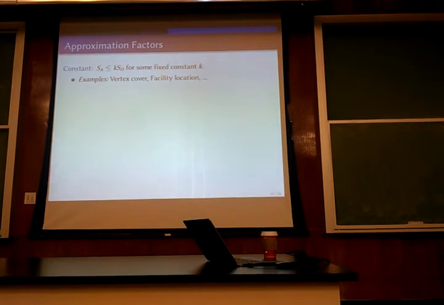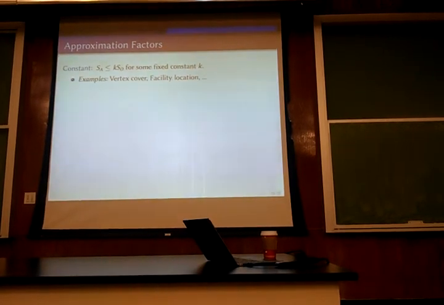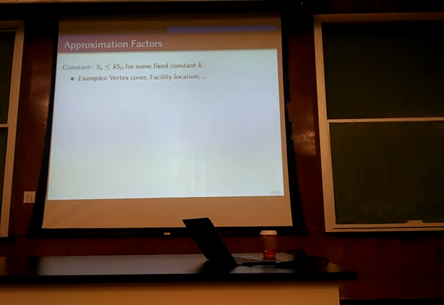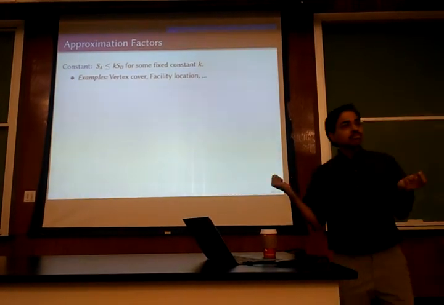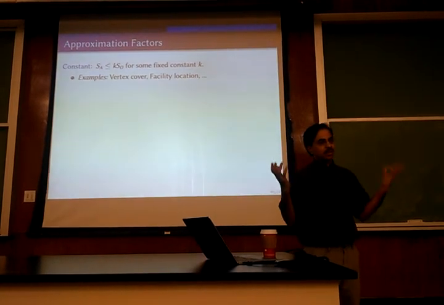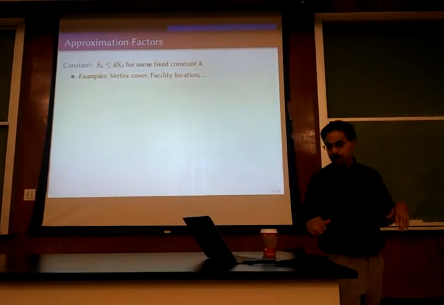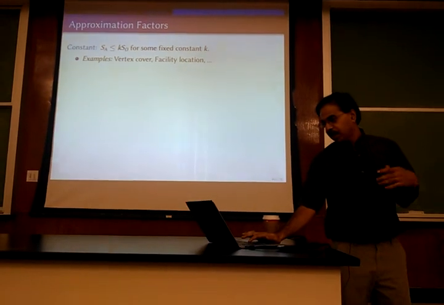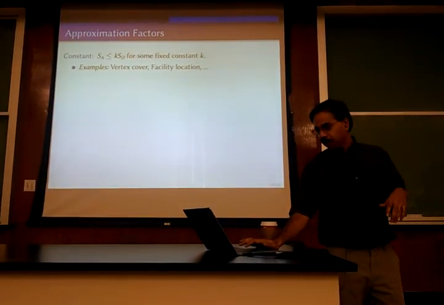Remember, what's a vertex cover? You want to choose a subset of vertices in the graph such that every edge is covered by one of these vertices, right? So for each edge, you have two vertices you could choose for covering that edge, but in a vertex cover, you just need to include one of them. Facility location is another problem which we'll talk about later on.